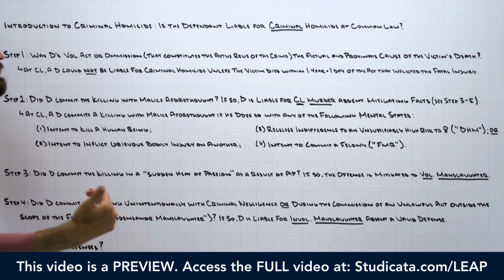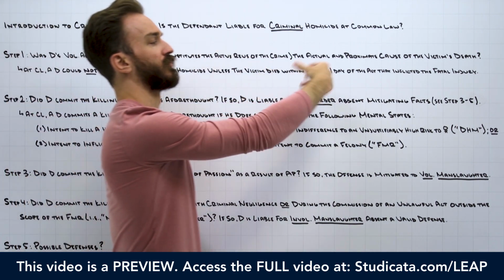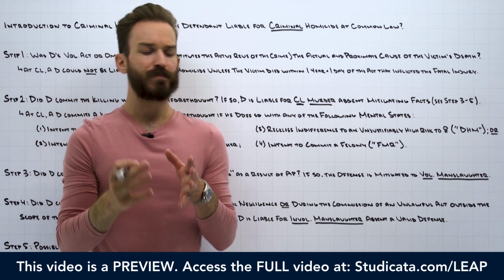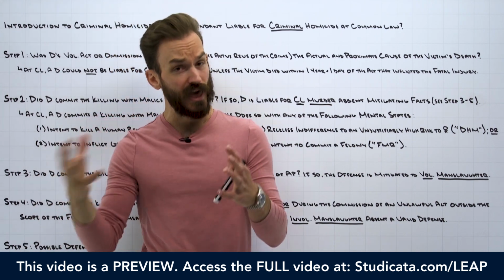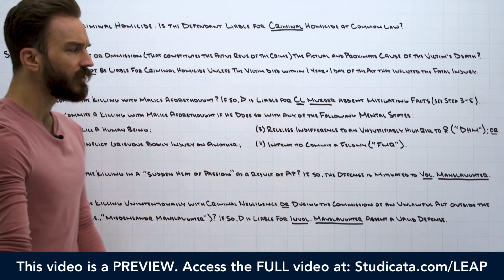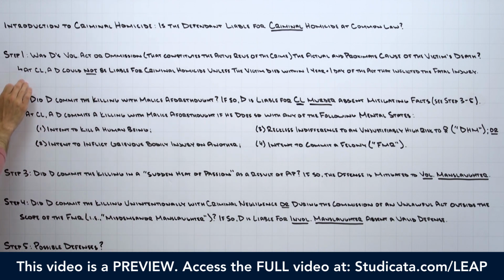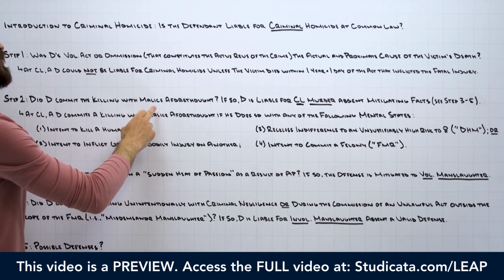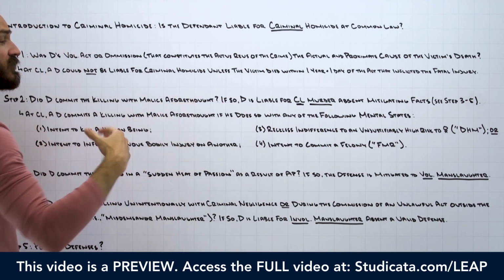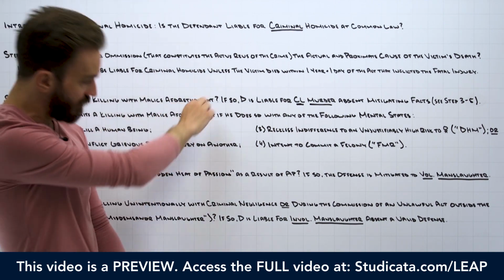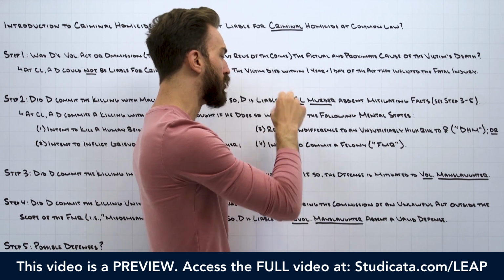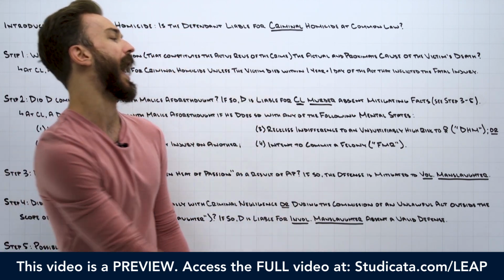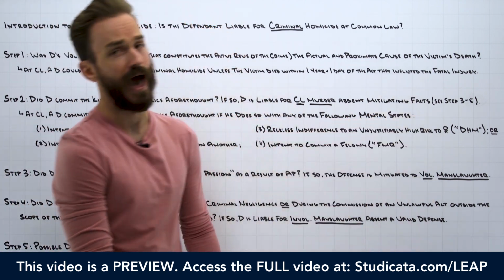Now, if we find that the defendant is the actual and proximate cause of the victim's death, again, that basically means that the defendant killed the victim. Our next question has to be, well, did the defendant commit the killing with malice aforethought? Because if so, we can say that the defendant is liable for common law murder absent mitigating facts.